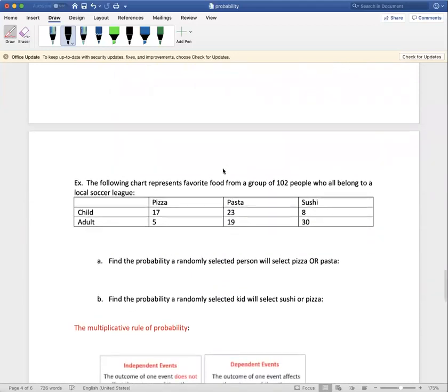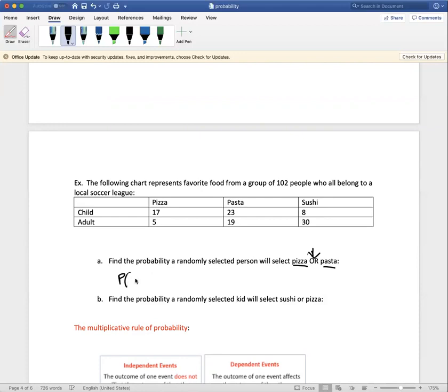But let's take a look at one more example here. The following chart represents favorite food from a group of 102 people who all belong to a local soccer league. And you remember we saw this question before. Now what I wanted to do is show you how we can apply the additive rule of probability to it. So this said, find the probability a randomly selected person will select pizza or pasta. So again, you hear the word or, and I want you to think to yourself the additive rule of probability.